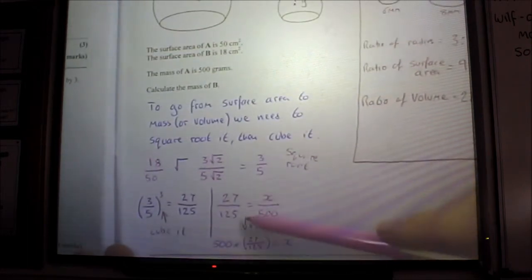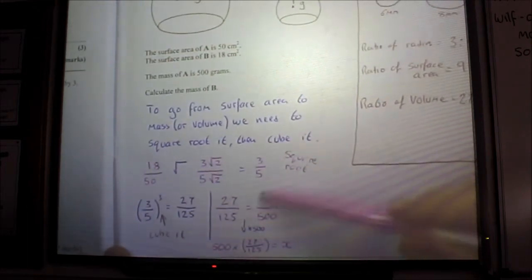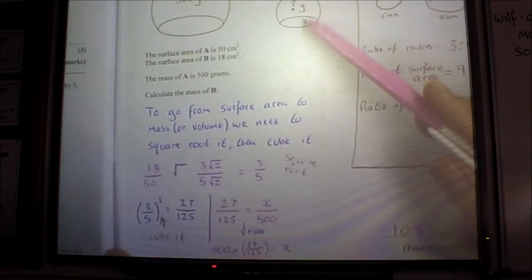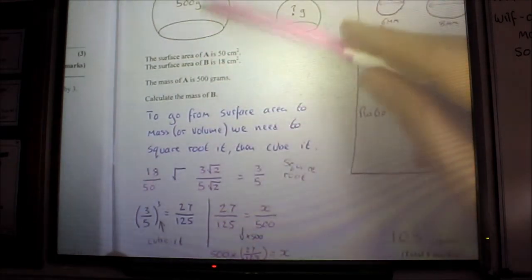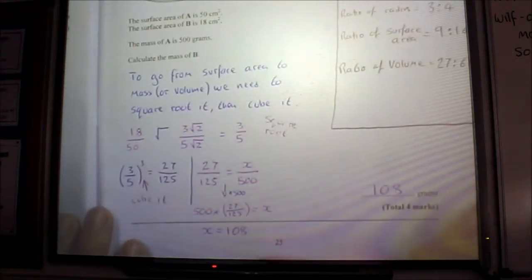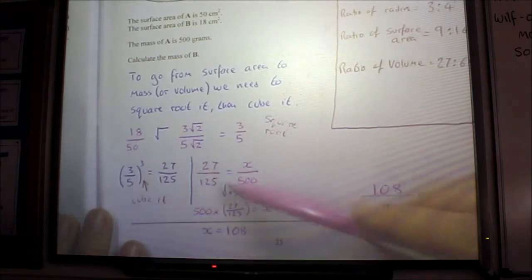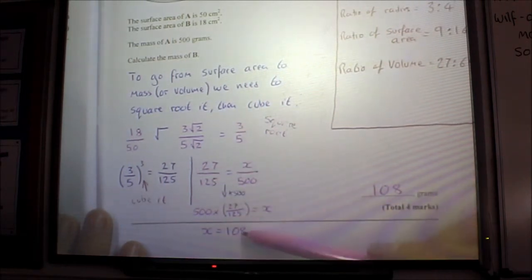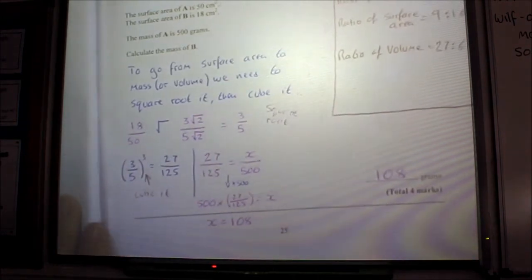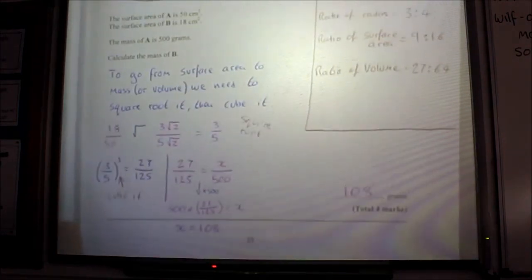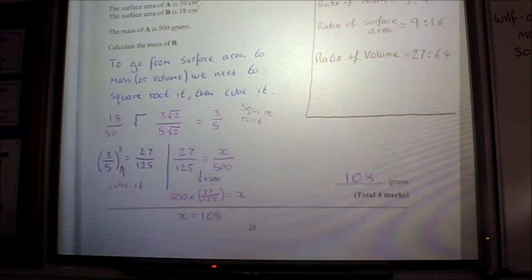So 27 over 125 equals something over here. This is the mass of this small one we're trying to find out, divided by 500, because 500 is the mass of this one. And if you rearrange that, multiply both sides by 500, that comes to 108 grams. I'll leave that there for you to have a look at, because that is, I think, quite a nasty one to have a look at.